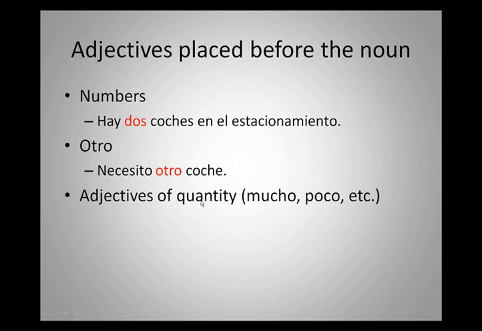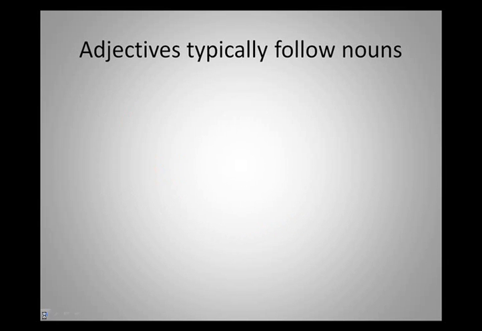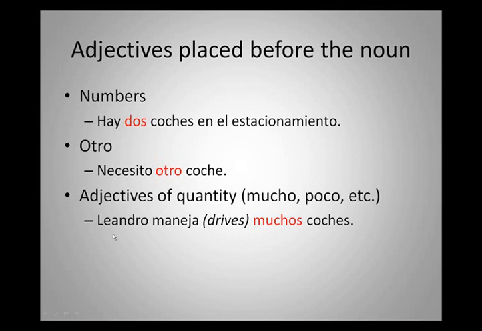So adjectives of quantity are also put before the nouns they modify. For example, mucho and poco. Leandro maneja muchos coches. Okay, so he drives many cars. We could also say Alejandra compra muchas casas. Right?